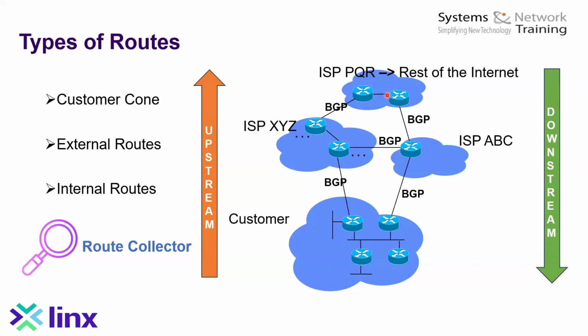Now, when route collectors examine routes, when an upstream service provider with a route collector is looking at its customer routes, let's imagine here ISP XYZ has a monitoring route collector in here, and it's looking at downstream customer networks being advertised. The customer is advertising its network so that people on the internet can get access to the customer's devices on their networks. Those sort of routes are called customer or customer cone routes.